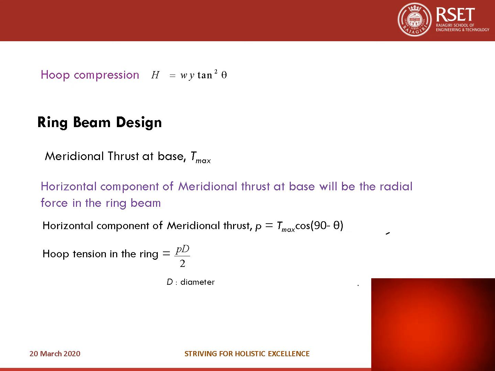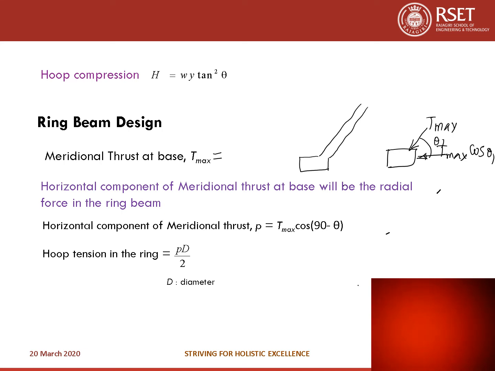Okay. Next we are going to see the ring beam design. I already discussed that we need a ring beam at the base of the cone. This is to take care of the horizontal component of the meridional thrust at the base. So we already calculated the meridional thrust at the base. This will come on the ring beam. The horizontal component of the meridional thrust is T max into cos theta 1. Let it be cos theta 1. So what will be this theta 1?